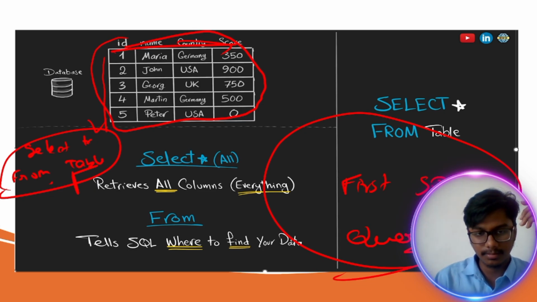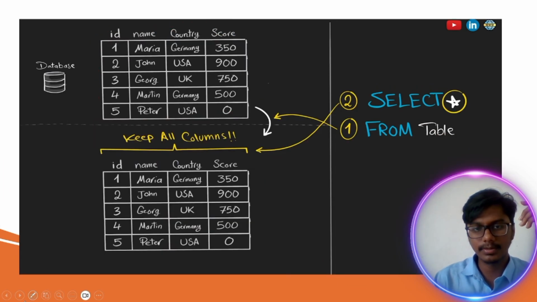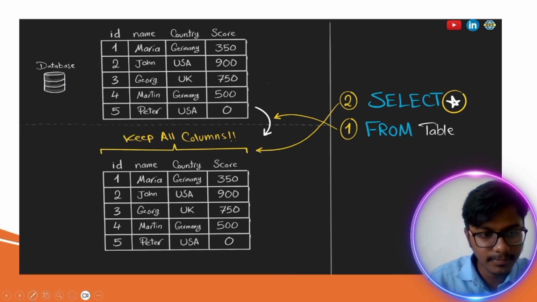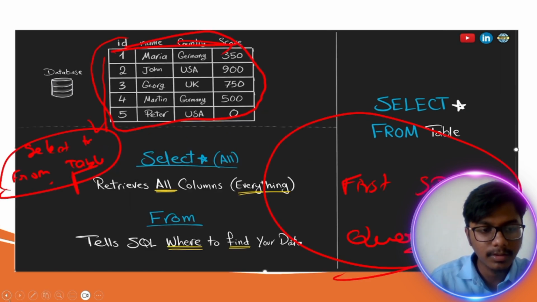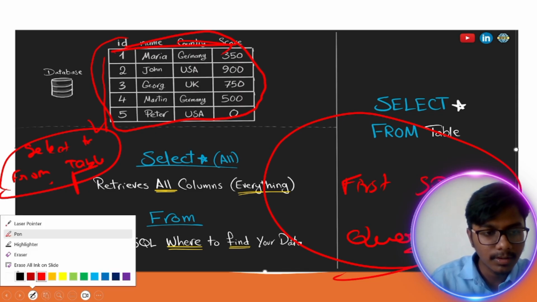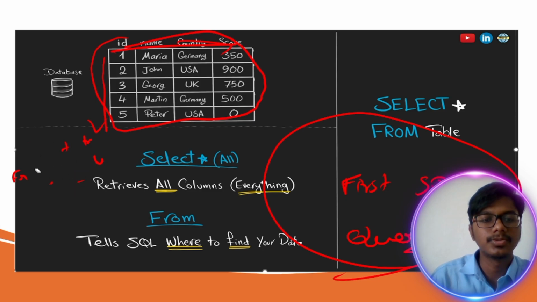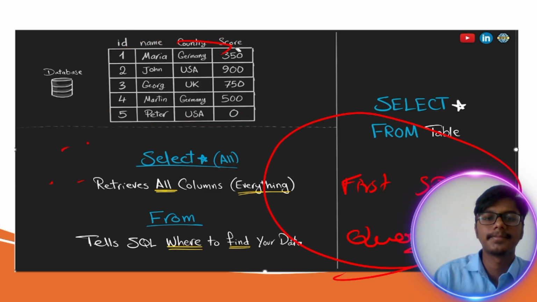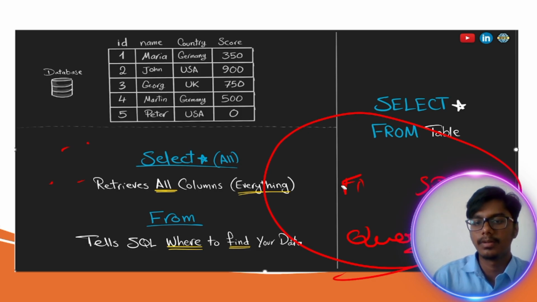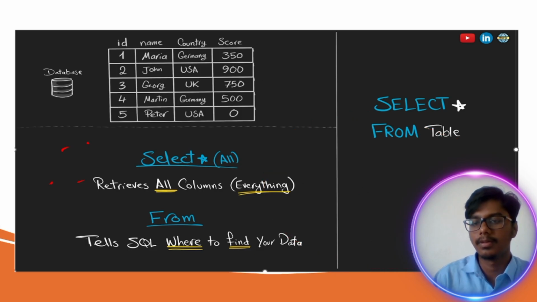Wait a minute, I can remove this. Where is my eraser? Okay, I think this. I can remove this so you can see my eraser visually. Yeah, I can remove this also.